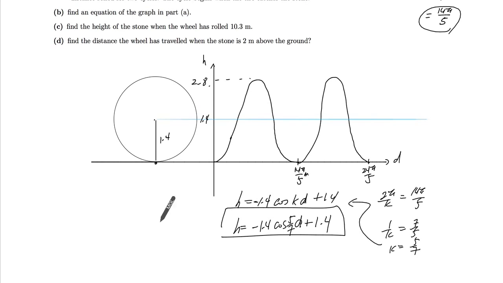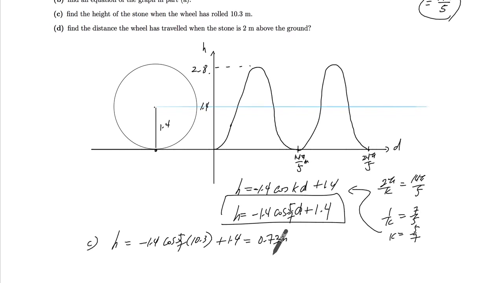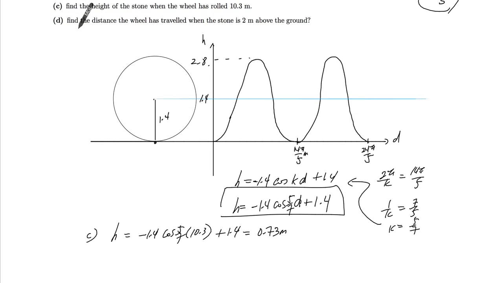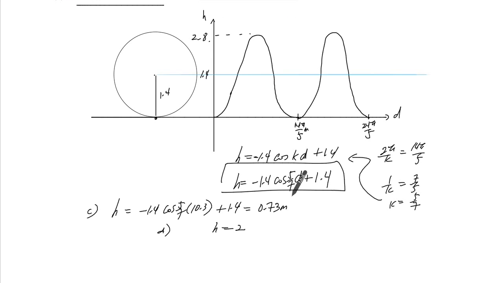Find the height for part C when the wheel has rolled 10.3. Just plug it in. 0.73 meters. And then find the distance the wheel has traveled when the stone is 2 meters above the ground. That means set height to be 2 meters for D, where height is this formula here.